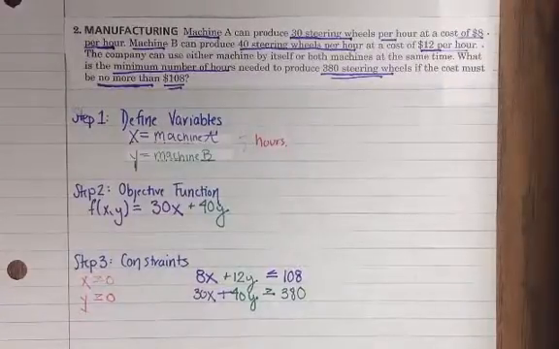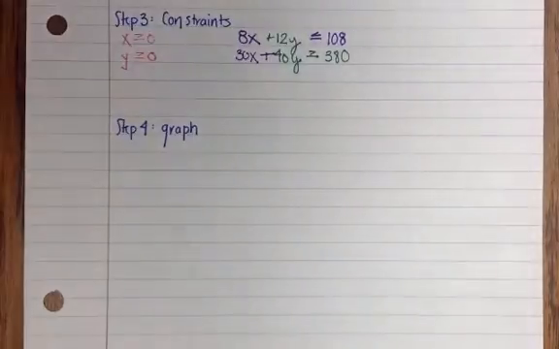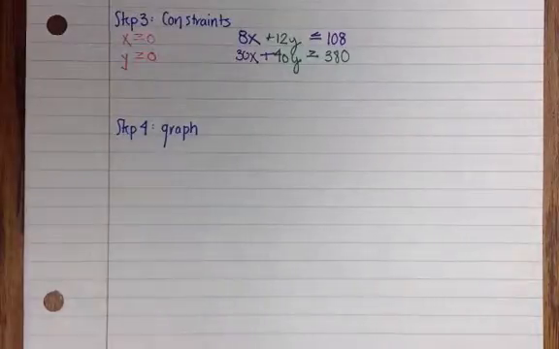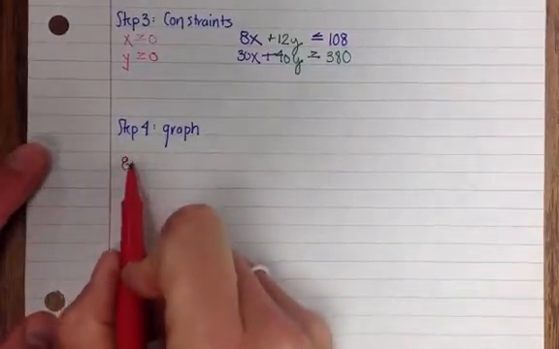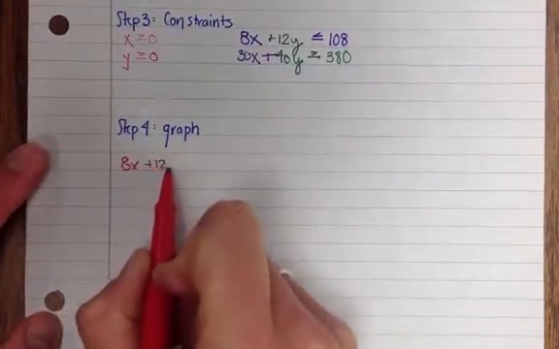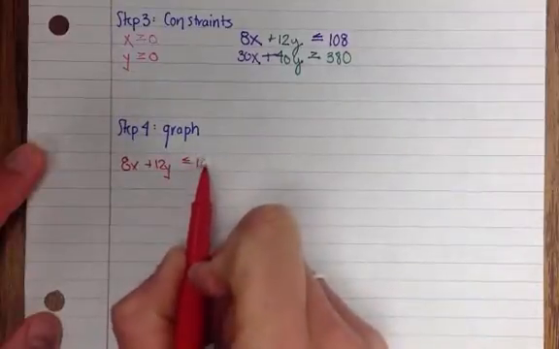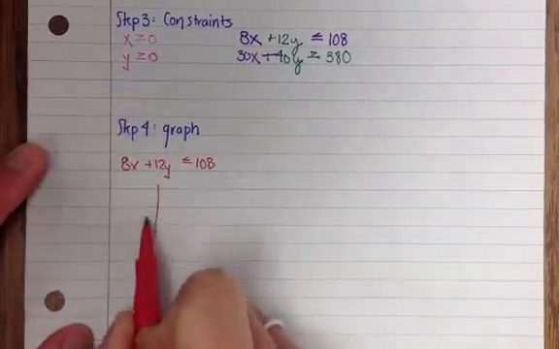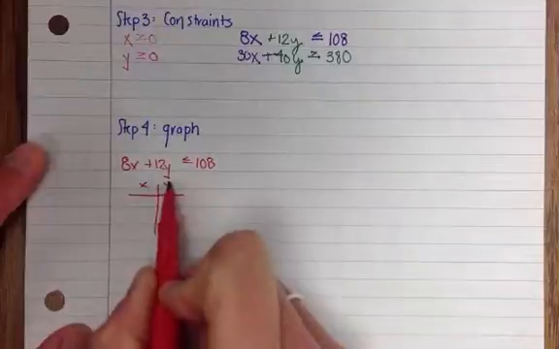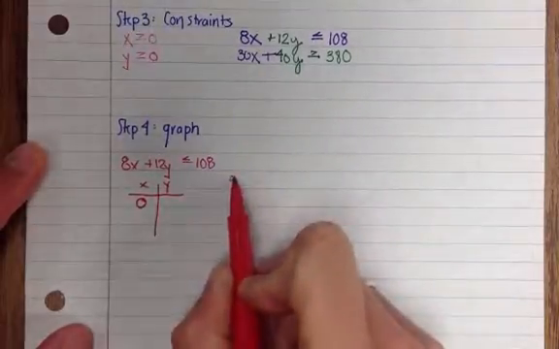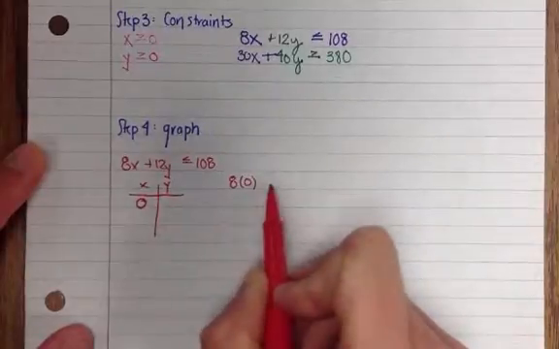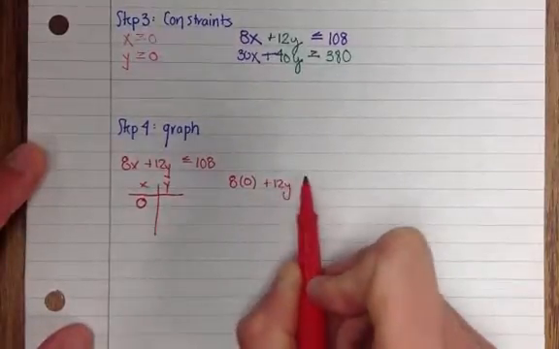So these are our constraints that we're going to be using when graphing. So now we're going to look at graphing it. Just like our previous video, we're going to graph by using the x and the y intercepts. So my first function is 8x plus 12y is less than or equal to 108. So I'm going to set up my table for x and y. I'm going to look at what happens when x is 0. So I'm going to plug a 0 in for x, and I'm going to solve for y.